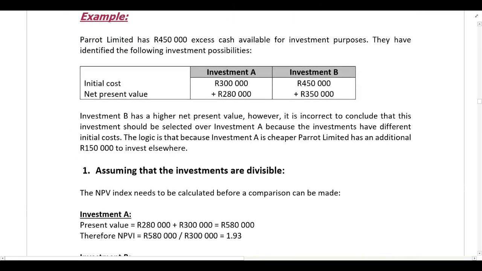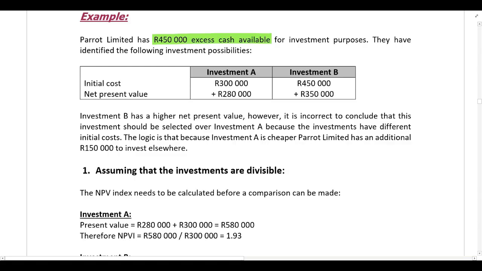Parrot Limited has 450,000 Rand excess cash available for investment purposes. They have identified the following investment possibilities. So we have investment A with a cost of 300,000 Rand and a net present value of 280,000 Rand, and investment B with a cost of 450,000 Rand and a net present value of 350,000.